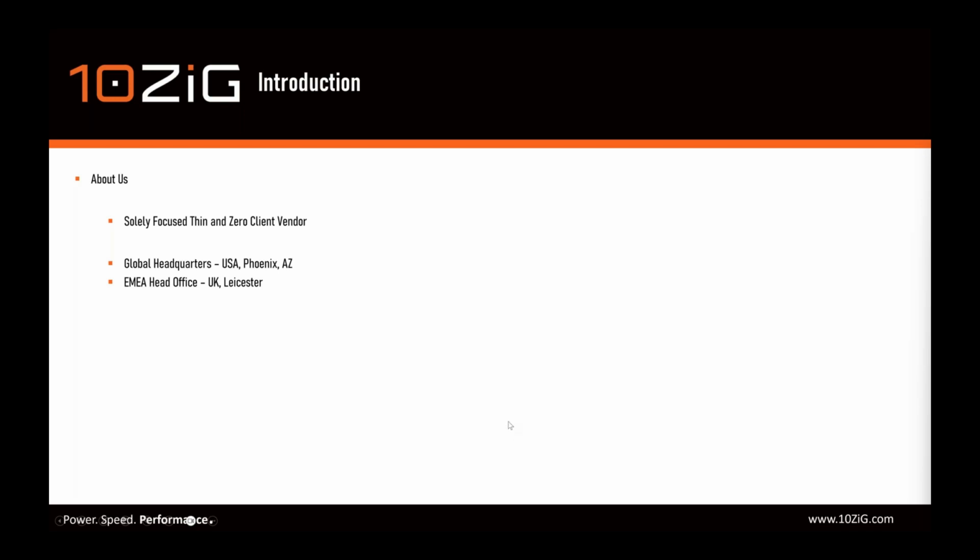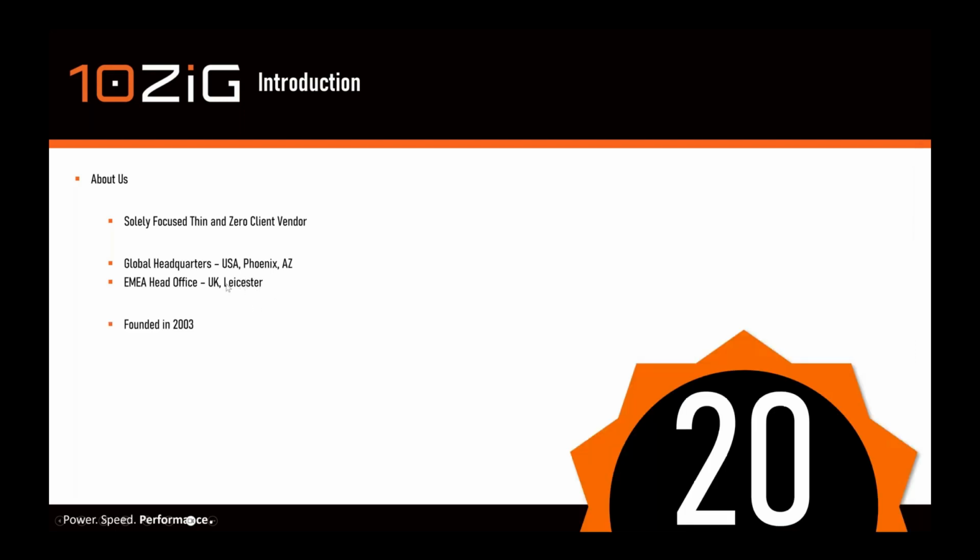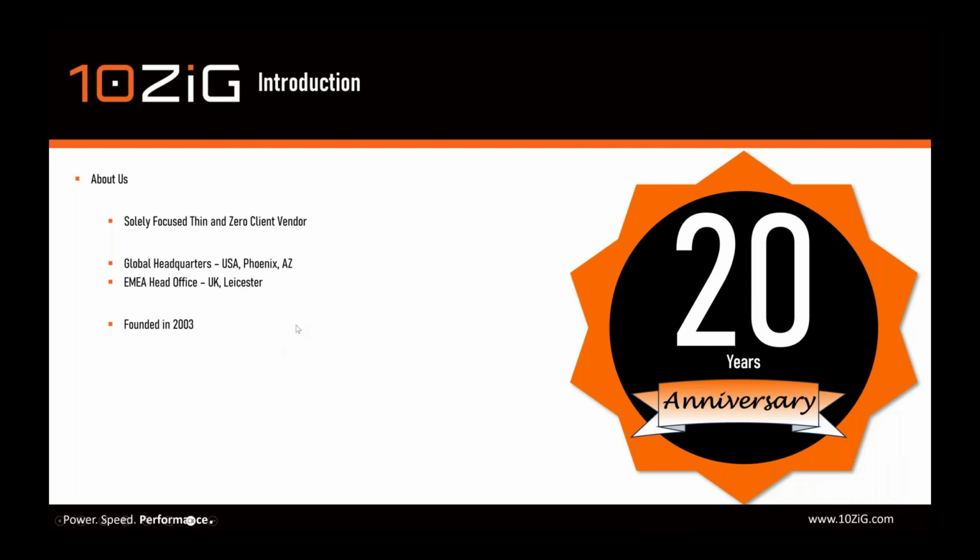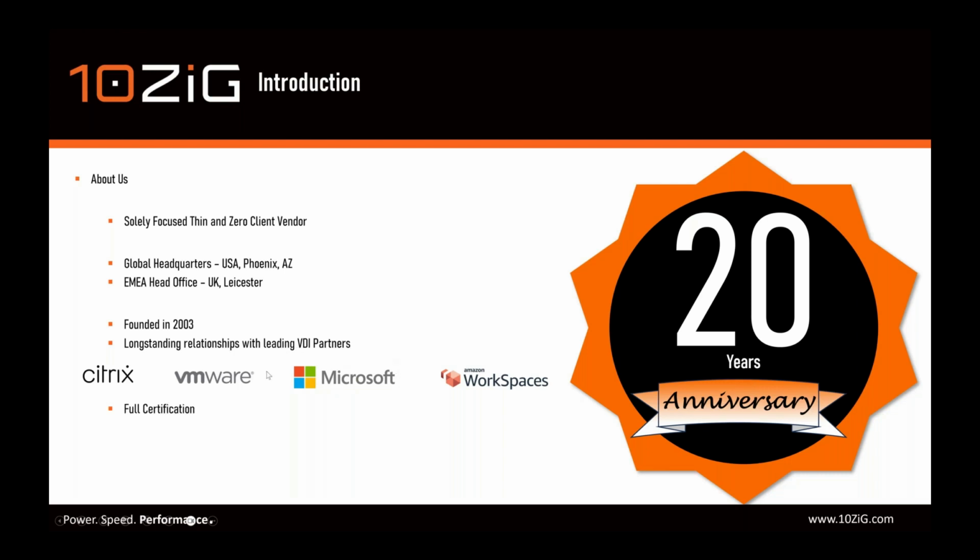So our global headquarters is based in the USA in Phoenix, Arizona, and we also have an EMEA head office, which is based in Leicester in the UK. 10ZiG was founded back in 2003, so this year we have been celebrating 20 years in the industry. With that in mind, we have long-standing relationships with all the leading VDI partners, including Citrix, VMware and Microsoft, for example, and that is an ongoing relationship.